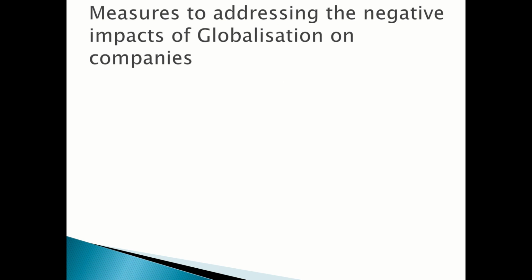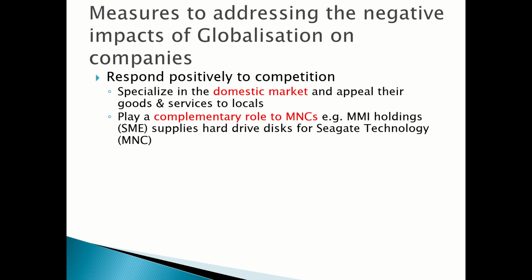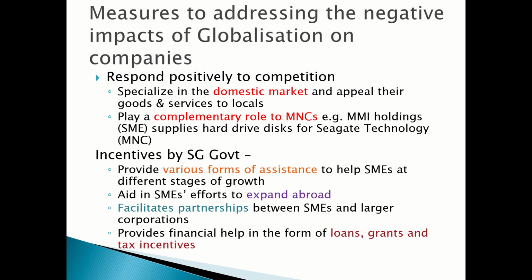So what are the measures to address negative impacts of globalization on companies? In some sense, the local companies will be like, okay, since I cannot expand overseas, then maybe I'll try to specialize in the domestic market. So I try to make my products very much appealing or targeted towards what the locals want. Or at the same time, maybe if they cannot compete with the MNCs, then maybe they help the MNCs. So the MI Holdings, which is an SME, supplies hard drive disks for an MNC called Seagate Technology.